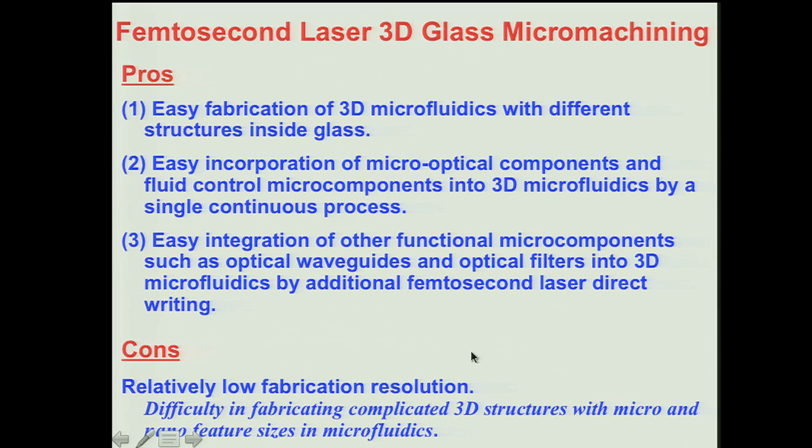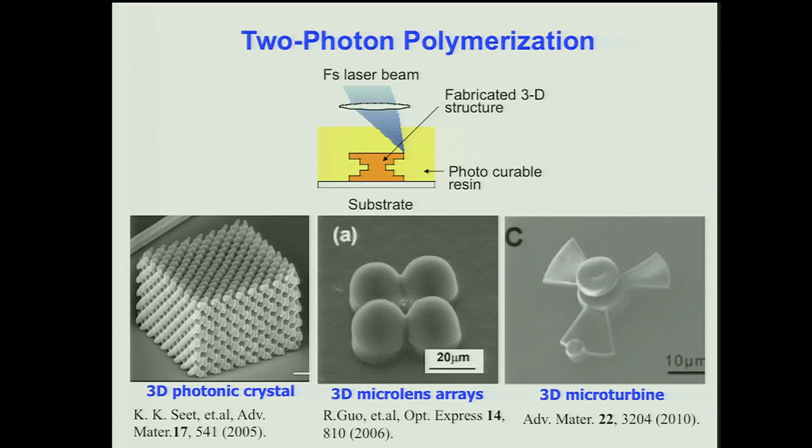However, fabrication resolution of this technique is relatively low, mostly due to the inclusion of the chemical wet etching process. Therefore, it's still difficult to fabricate complicated three-dimensional structures with micro and nano feature size in glass microfluidics.